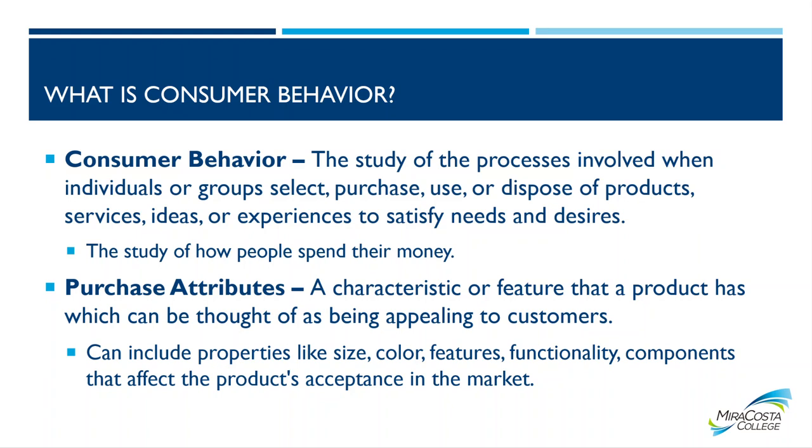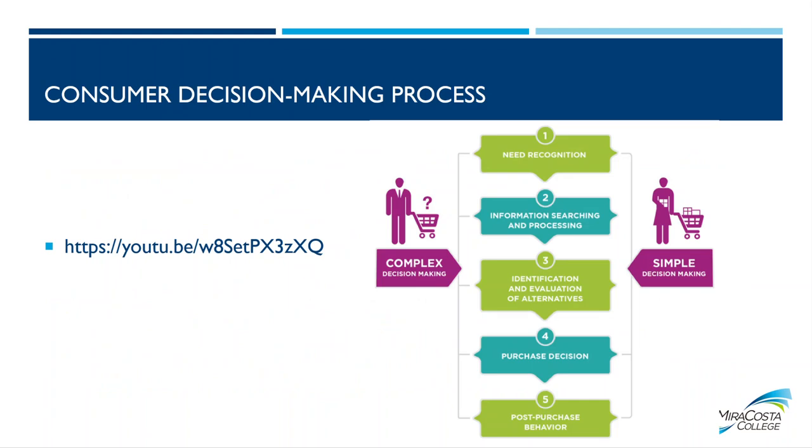Purchase attributes are a characteristic or feature that a product has which can be thought of as appealing to customers. So this can include properties like size, color, features, functionality, components that affect the product's acceptance in the market. So here's a YouTube video that explains a little bit more of the consumer decision making process, and here's a visual for you.